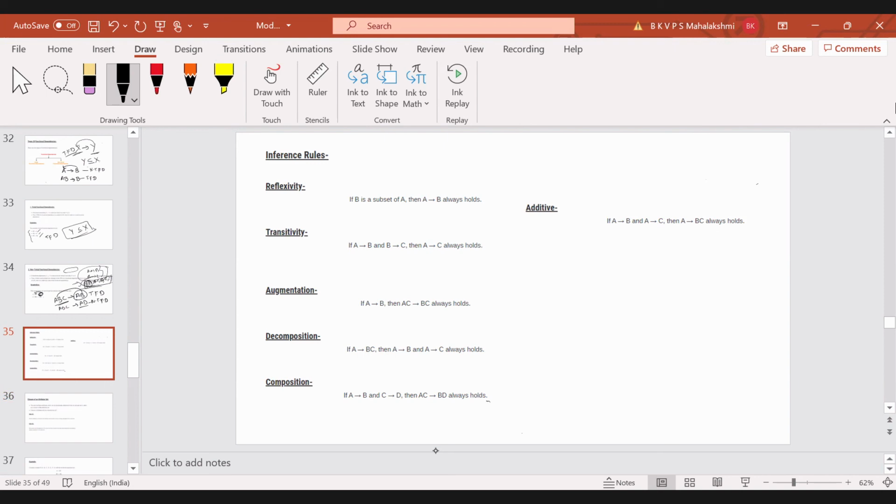How to know in the relation which attribute is the primary key attribute, what the candidate keys are, and what the super keys are. Everything we can find using the concept of attribute closure.